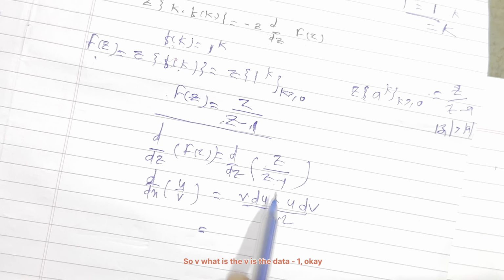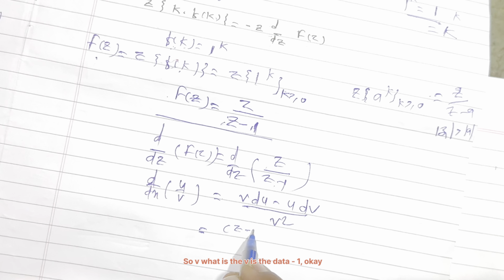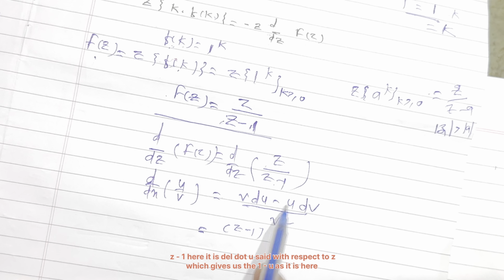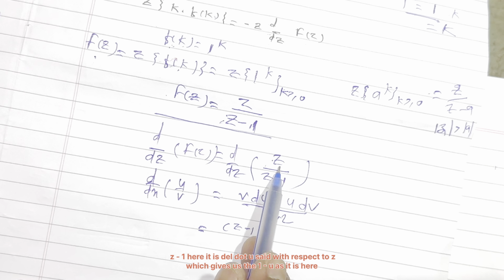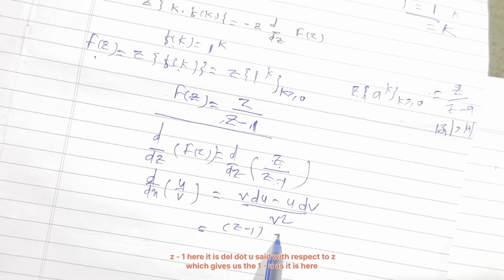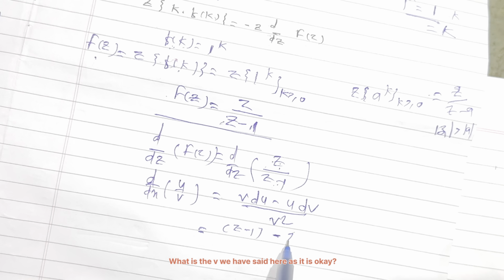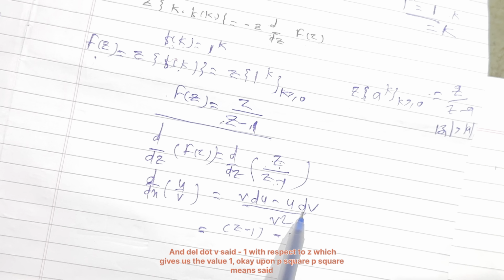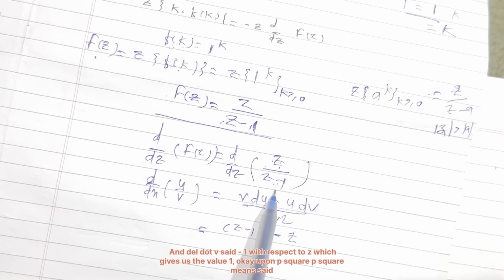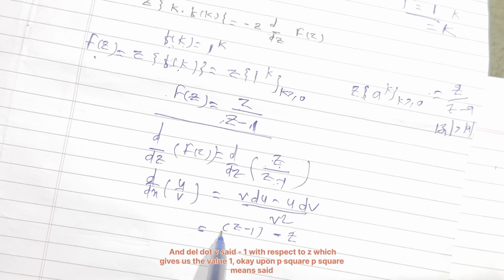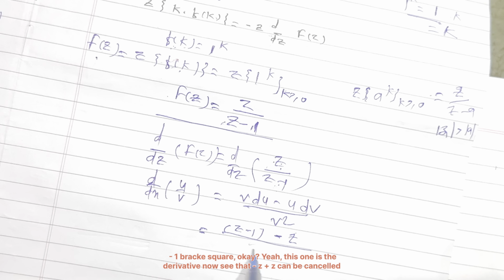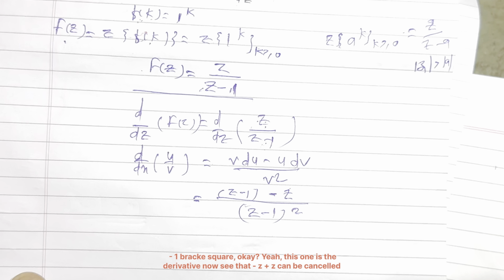So v is z minus 1, as it is. Derivative of u, z with respect to z, gives us 1, minus u as it is, which is z here, and derivative of v, z minus 1 with respect to z, gives us the value 1, upon v square. v square means z minus 1 bracket square.